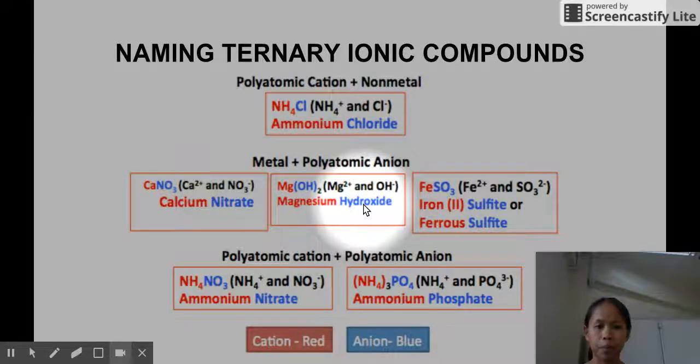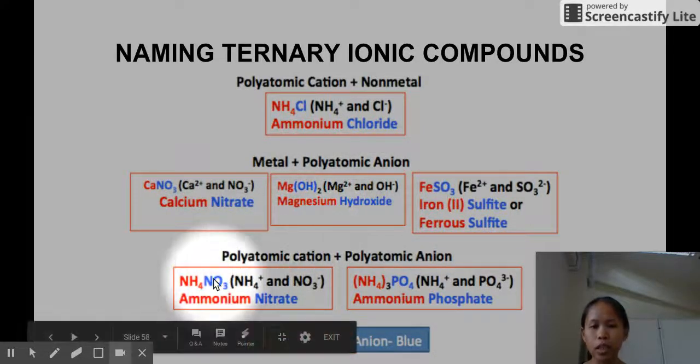Nothing changes. Now, for this, NH4 and NO3, these are two polyatomic ions. So you have a polyatomic cation, ammonium, and you have NO3 negative, which is nitrate. So these two, that's NH4 plus and NO3 negative, we crisscross it. This is the final chemical formula.